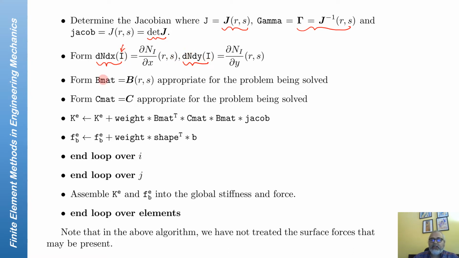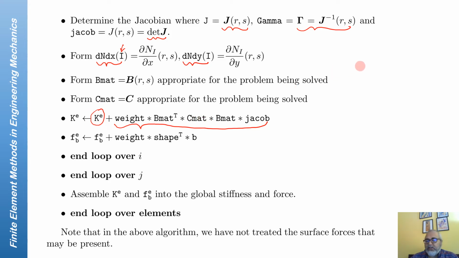Once you know this, you can form the B matrix. The C matrix has to be appropriate for the problem that you solve, and then you make up the contribution of the I comma j integration points to the total elemental stiffness matrix. So whatever the elemental stiffness matrix is, you have to initialize this to 0 at the beginning, and you will have to add this contribution.